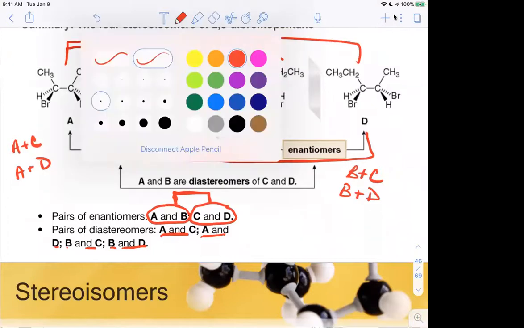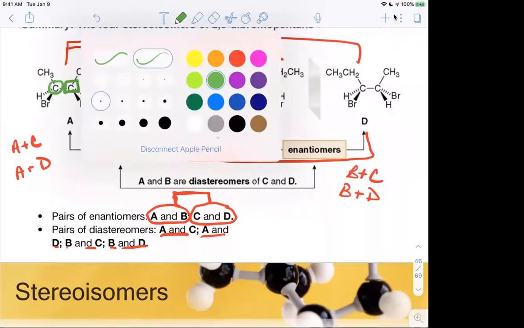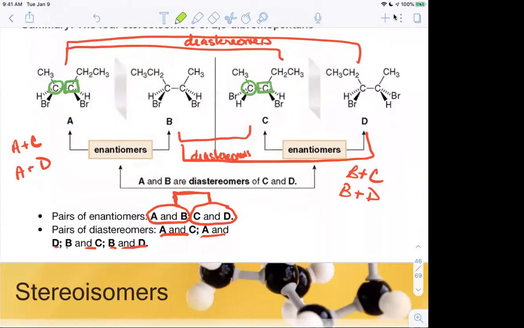If I look between A and B, this chiral center is different. This chiral center is the same. If I look between A and D, this chiral center is the same, and this other chiral center is different. That's how I get those different relationships.